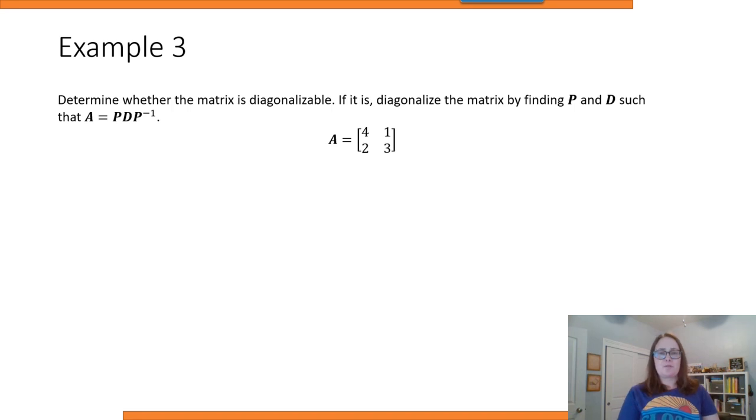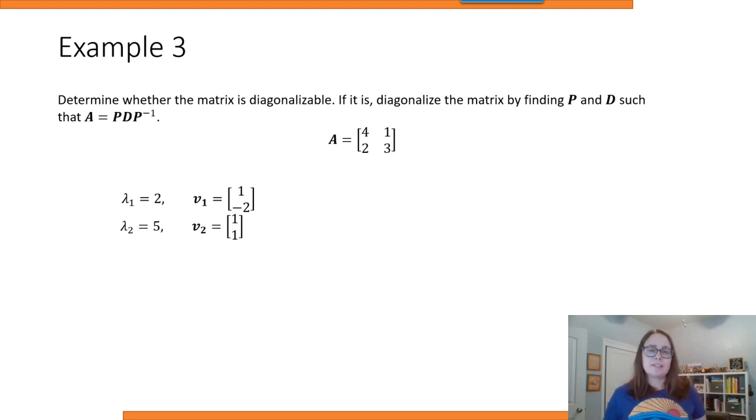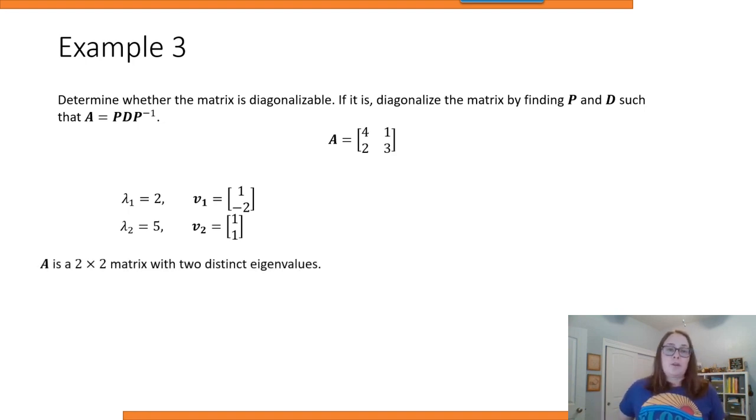Okay, so we want to take the same matrix we've been working with, that 4, 1, 2, 3 matrix, and determine whether it's diagonalizable. So let's bring back the eigenvalues and eigenvectors that we found already for this. So I had eigenvalues 2 and 5, and then eigenvectors 1, -2, and 1, 1. Okay, so A is a 2 by 2 matrix, and we got 2 distinct eigenvalues. So we can use that fact that we just went over. If it's a 2 by 2 and there's 2 distinct eigenvalues, and I got an eigenvector for each one, then this is going to be diagonalizable. Okay, so it's just that easy when you get distinct roots.